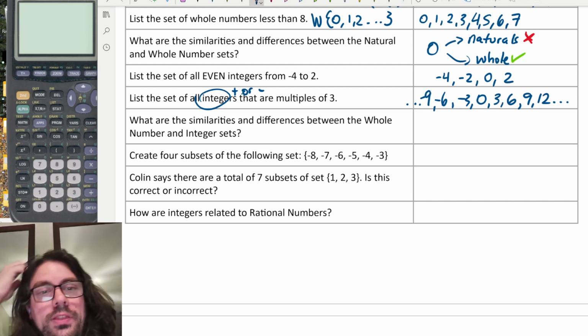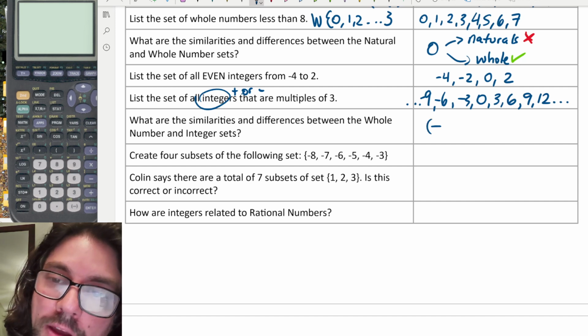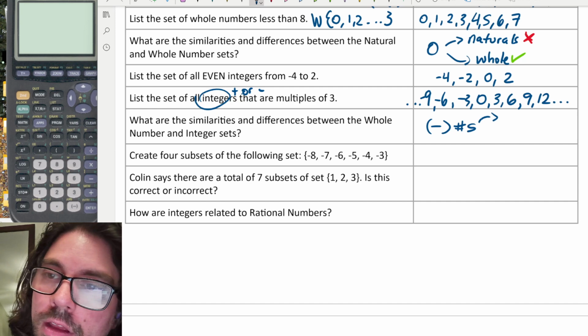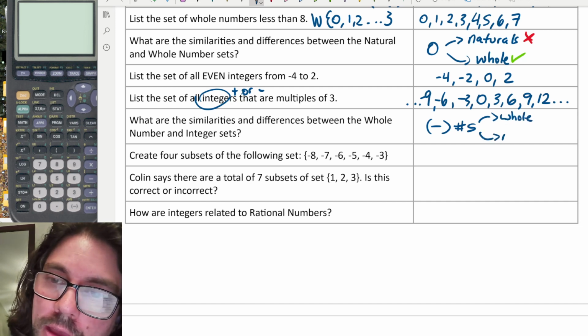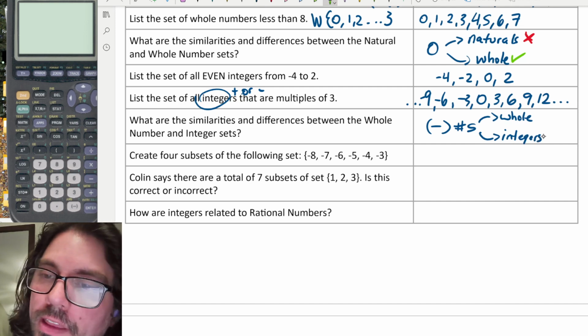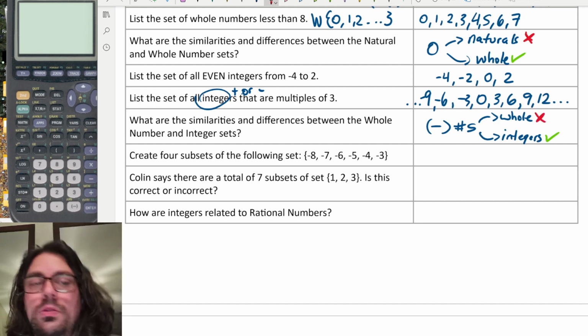What are the differences between the whole numbers and the integers? Negative numbers, right? So the whole numbers don't have them, but the integers do. And any way you want to say that's fine, but integers have negative numbers, whole numbers don't.